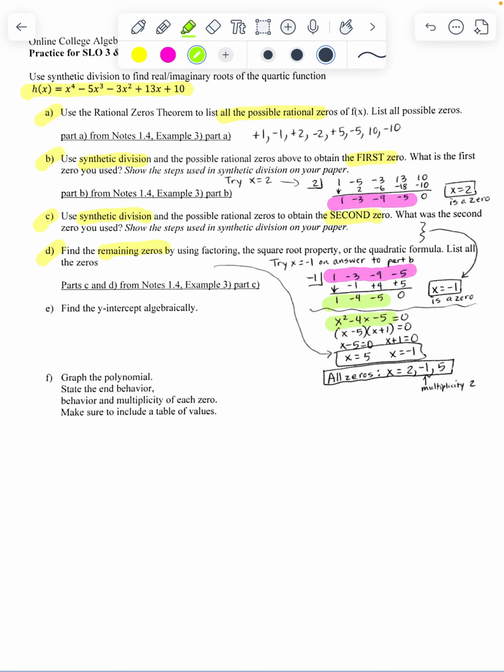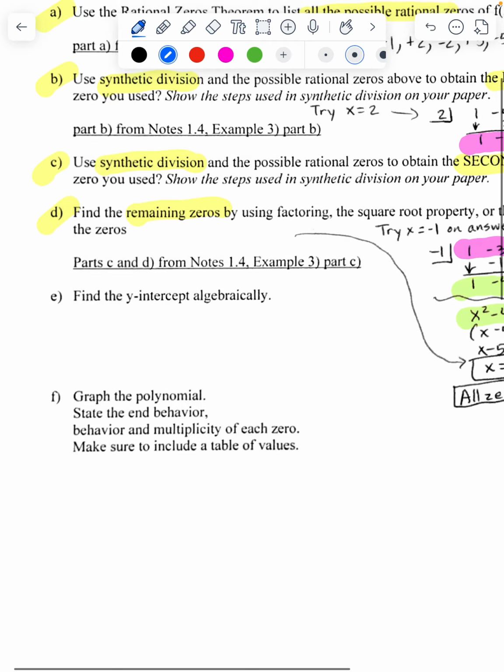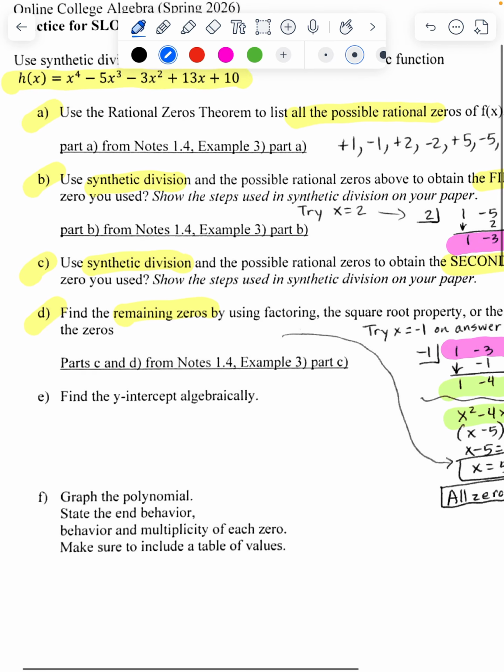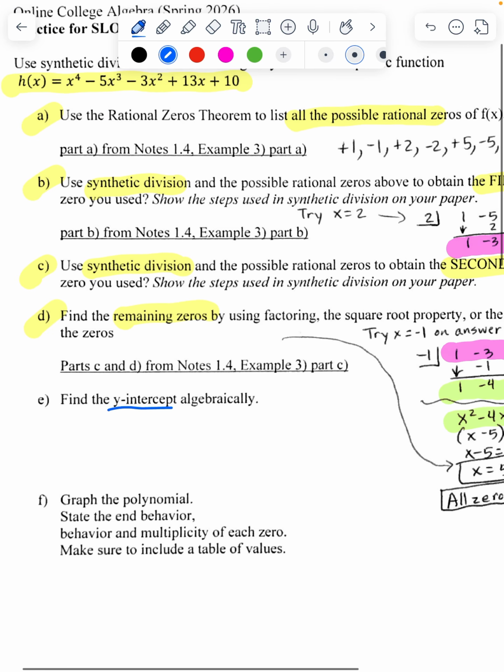So the remaining part that you need to know to successfully complete the SLO is not hard, and it's not new. It's review from 1.2 actually. The part E is to find the y-intercept algebraically. We find y-intercepts by substituting 0 in for x. So our function h of x is x to the fourth minus 5x cubed, and so on. Everywhere I have an x, I'm going to replace it with 0.